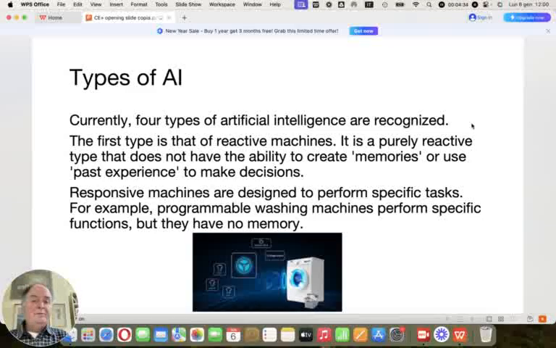Currently, four types of artificial intelligence are recognized. The first type is that of reactive machines. It is a purely reactive type that does not have the ability to create memories or use past experience to make decisions. Responsive machines are designed to perform specific tasks. For example, programmable washing machines perform specific functions, but they have no memory.